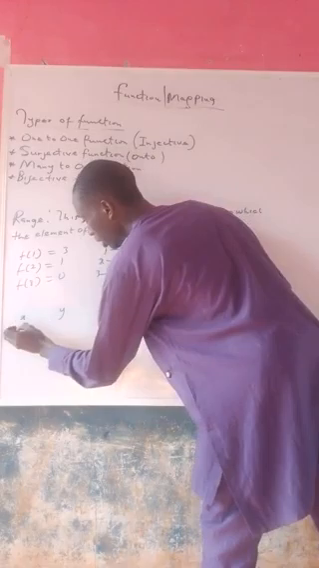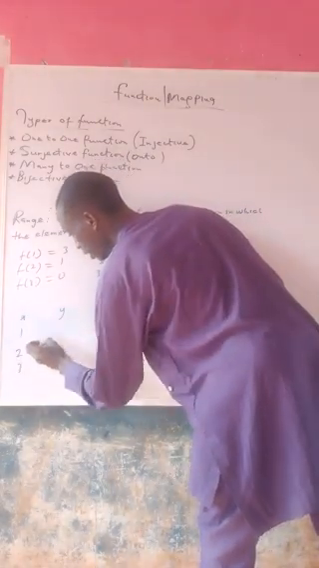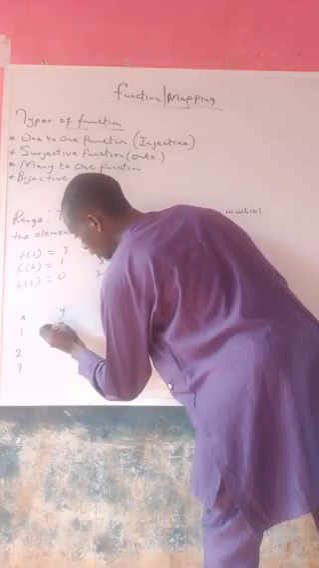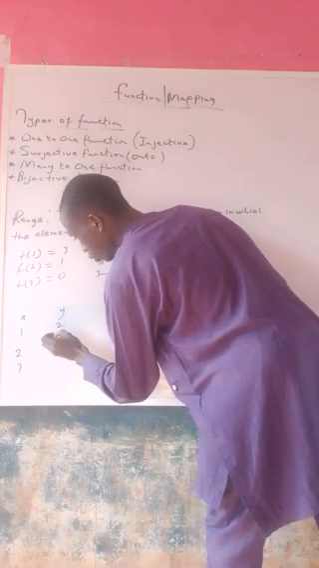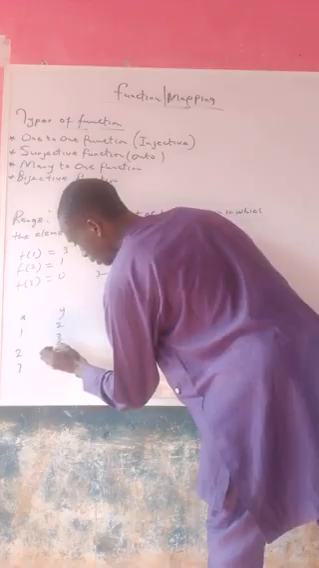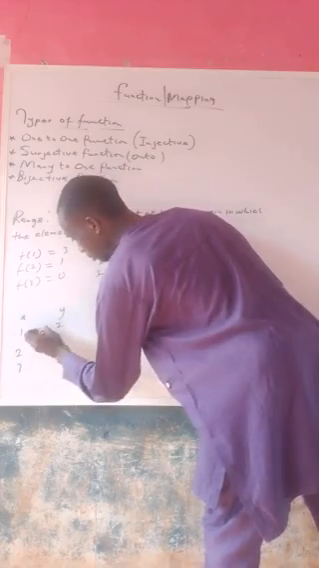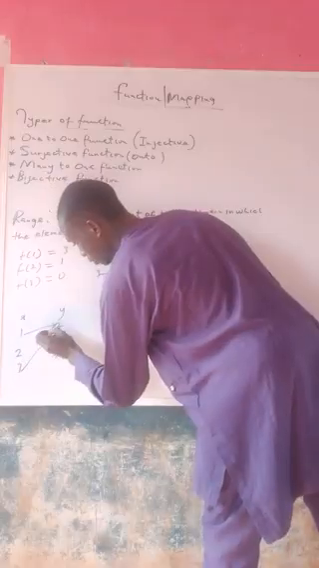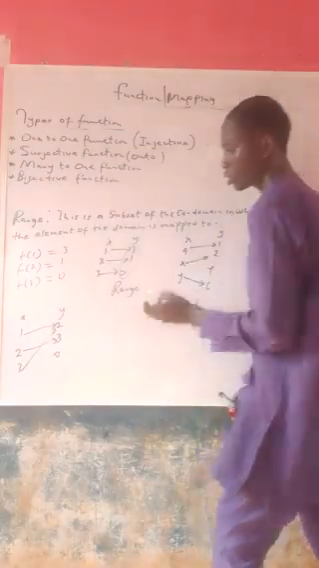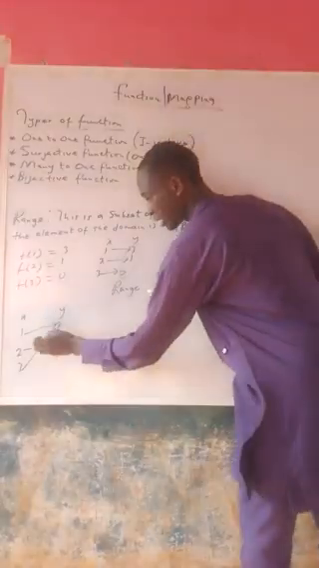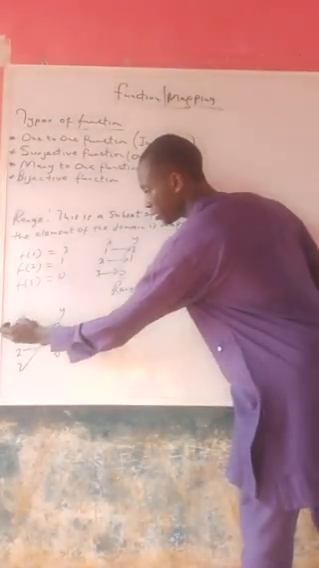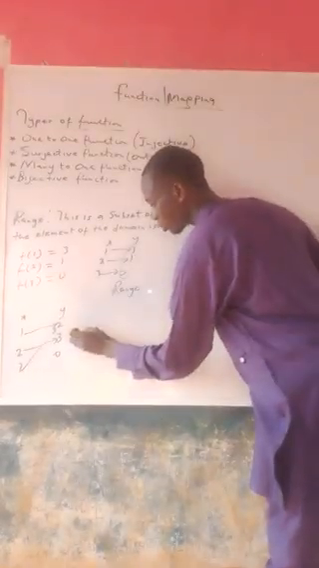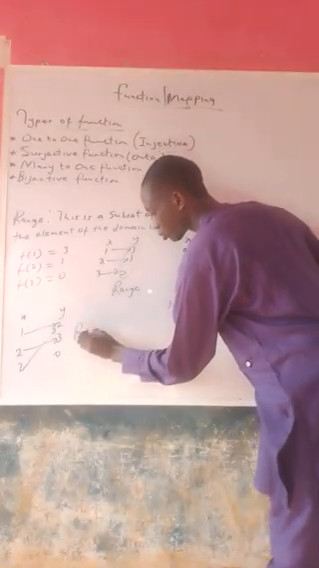Alright. Let me give us another illustration. X, y, I'm having 1, 2, 3, and 3, 2, and let's say 0. This is mapped to this, this is mapped to this, this is mapped to this. So the range here are just the elements that the elements of x are mapped to, which are what? 2 and 3. Range equals 2 and 3.